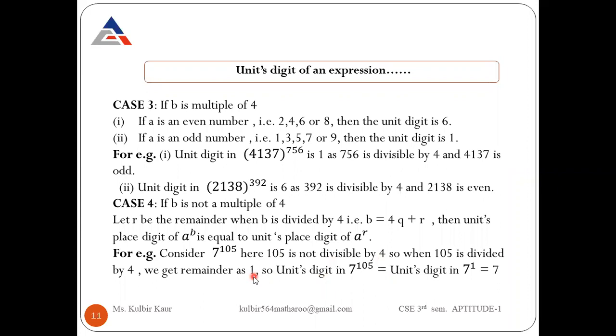So how can we calculate the unit digit of 7 raised to power 105? This is equal to unit digit of 7 raised to power 1. From where do you get this 1? This is the remainder. What is the formula? Formula is A raised to power R, where R is the remainder that you will get after dividing the power by 4. So when we divide 105 by 4, you will get 1 as a remainder. So 7 raised to power remainder, that is 7 raised to power 1, is equal to 7. So unit digit of this particular expression will be equal to 7.